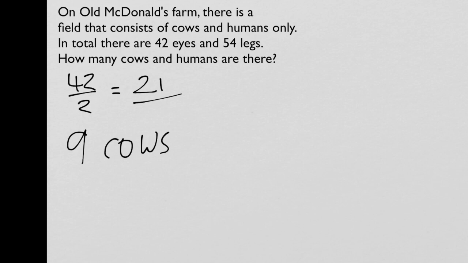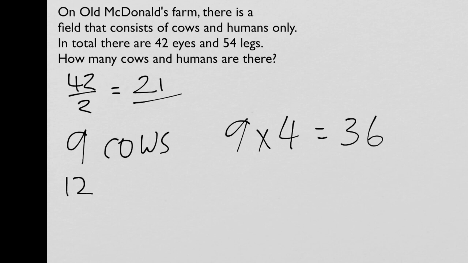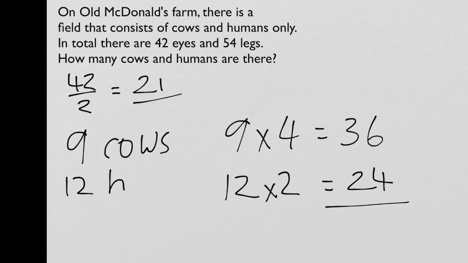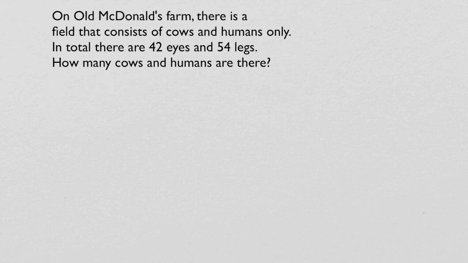That's going to give us 9 times 4 equals 36 legs. And because there's 9 cows, that has to add up to 21, so 12 humans. So we'll say 12 times 2 equals 24. That's going to give us 60 altogether, and that's a little bit too many. We need to get 54 legs. So I need to reduce my number of legs by 6.